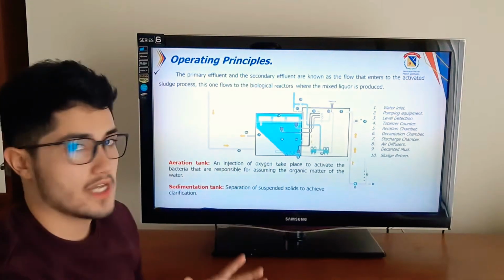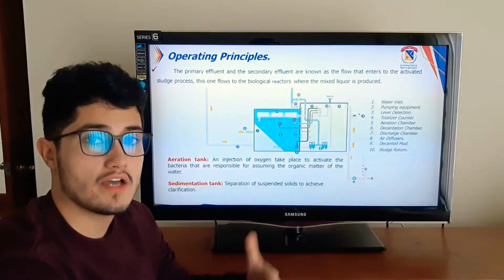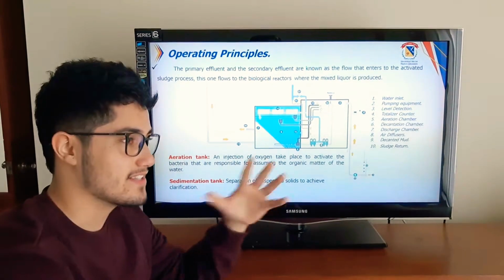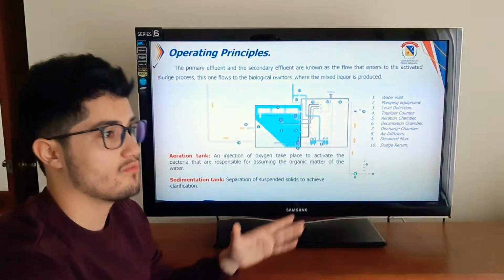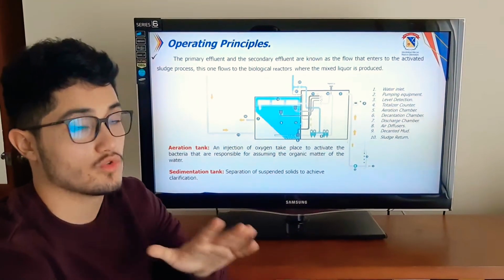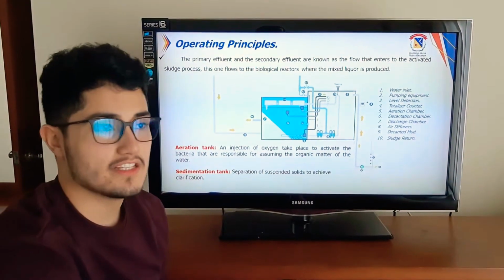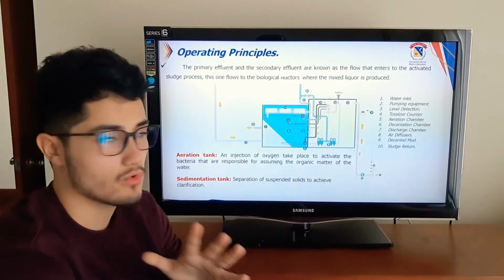So, the first step of this sludge activated process consists of this primary effluent that is going to enter a biological reactor. Inside of these reactors, we have a mixing of microorganisms, biodegradable or non-biodegradable suspended matter, and colloidal matter, and the result of all this mixing is known as mixed liquor.